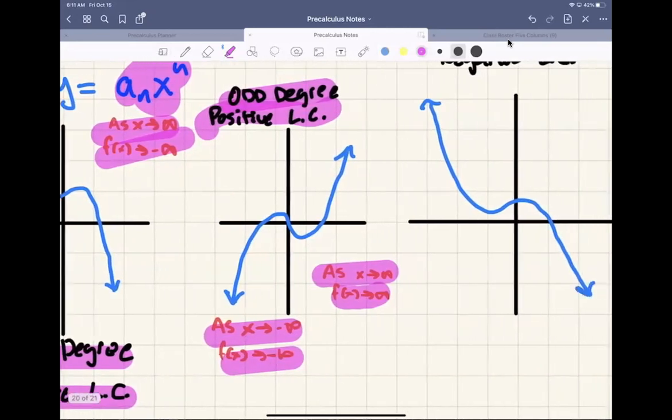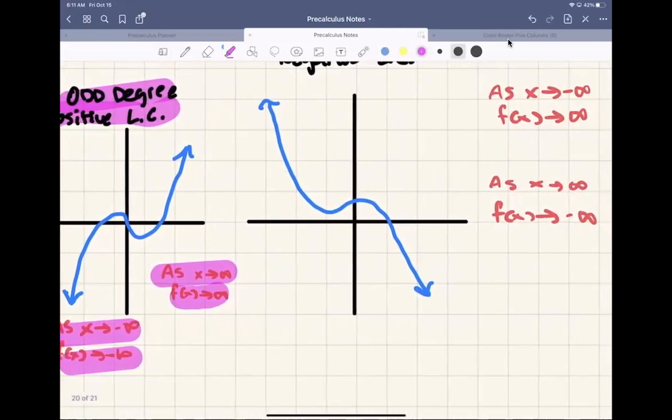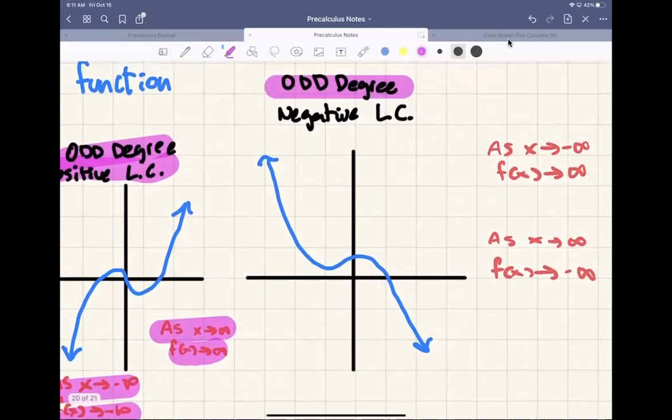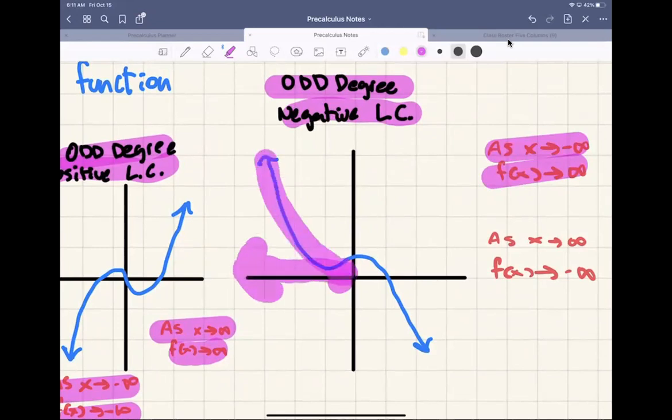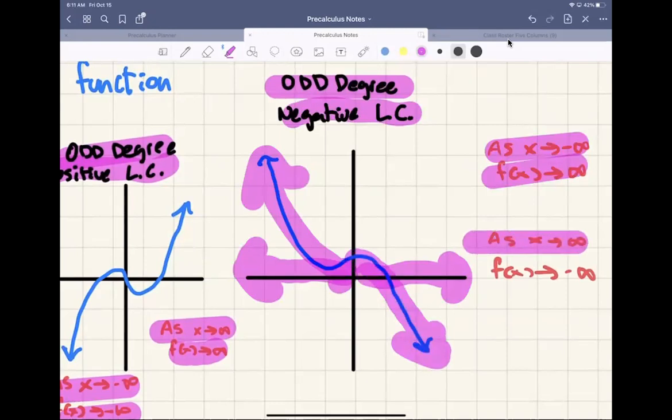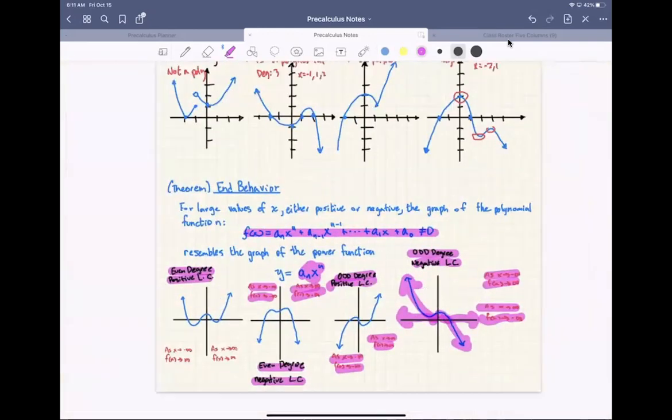And then the opposite becomes true if our leading coefficient is negative and our degree is odd. So as x goes to negative infinity, you're going to notice that our y goes to positive infinity. So as we go this way, our graph is going to go up. And as we go to the right, to positive infinity, our graph is going to go down to negative infinity. So as x goes to infinity, f of x equals negative infinity. All right, and now that's everything on end behavior.